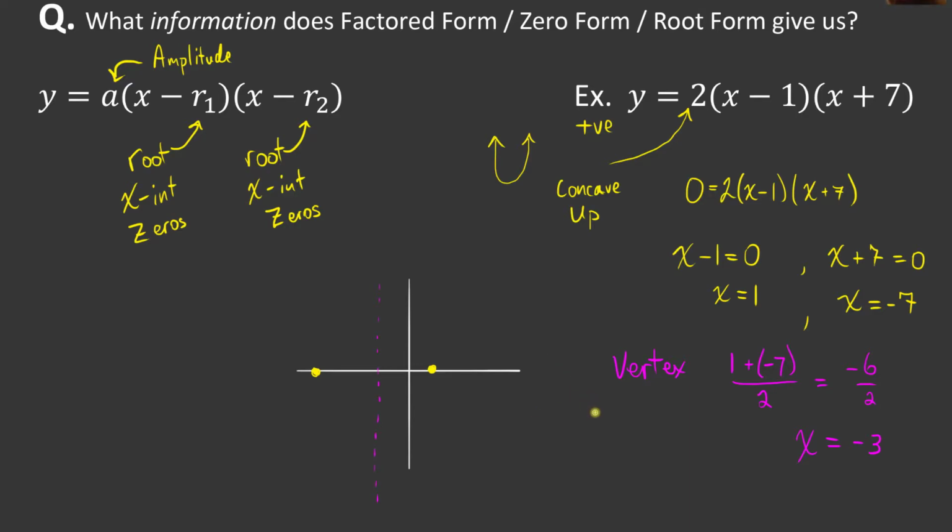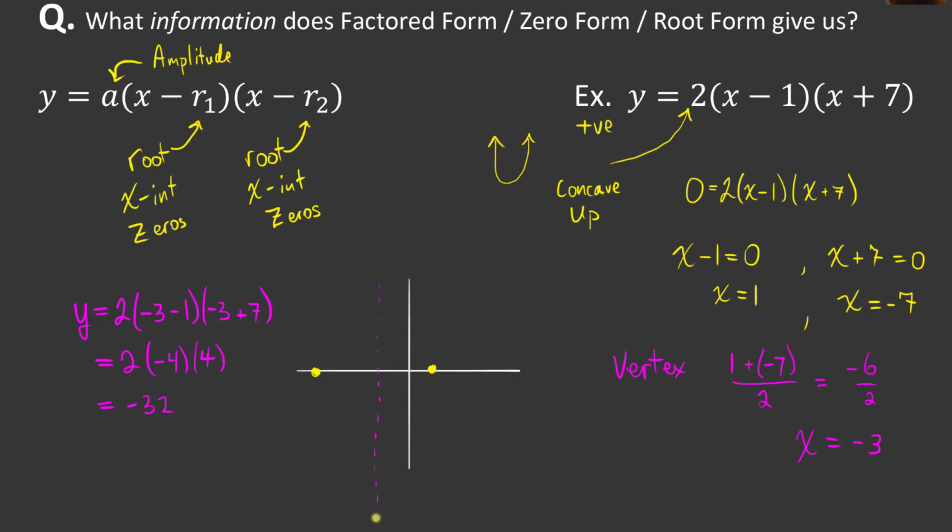So we're actually going to do that. I'll do that over here on the left. So I'll say my y is equal to 2 times negative 3 minus 1 and negative 3 plus 7. And we do the algebra on that. So 2, negative 4, positive 4, oops, and so 2 times negative 16 is negative 32.